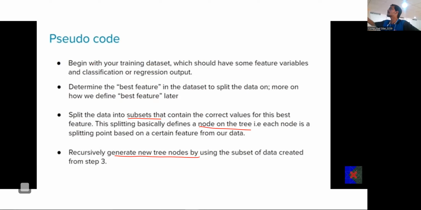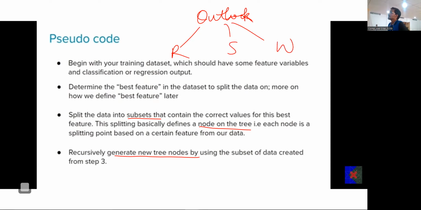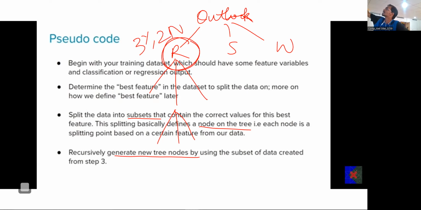That is what we have seen, right? In our previous example, we had outlook over here, and then we had the options of rainy, sunny, and suppose windy. Then we need to generate another hierarchy over here, and then another hierarchy, and whatever the labels we have reached here, that means suppose 3 yes and 2 no, only these we consider further while splitting.